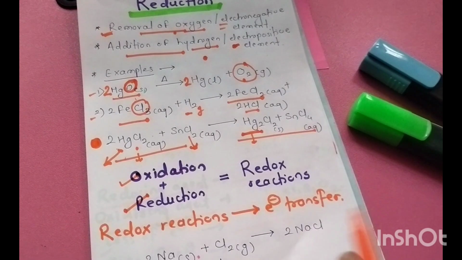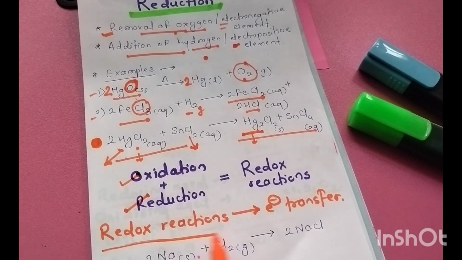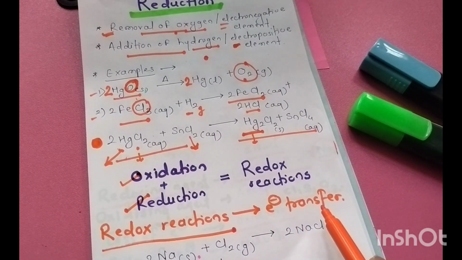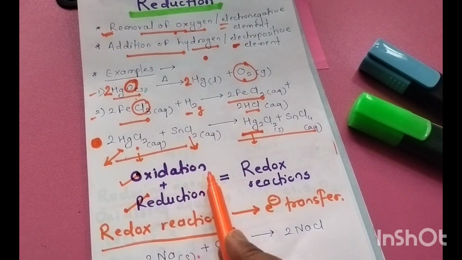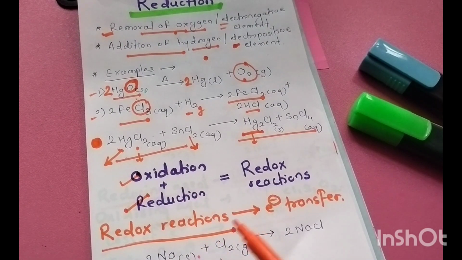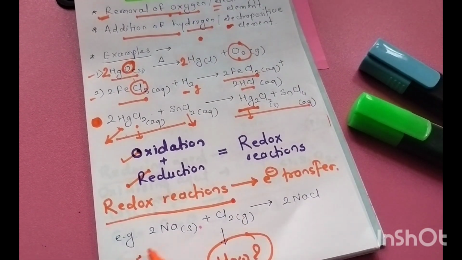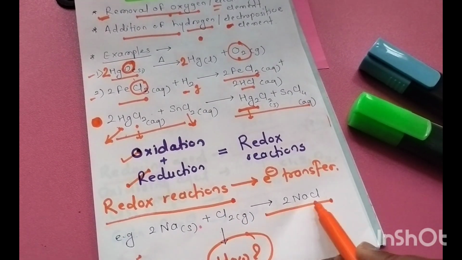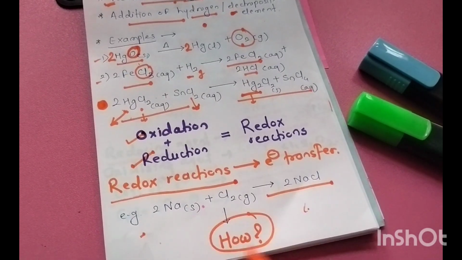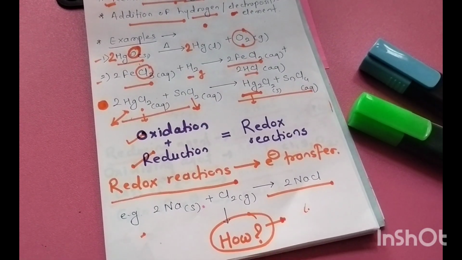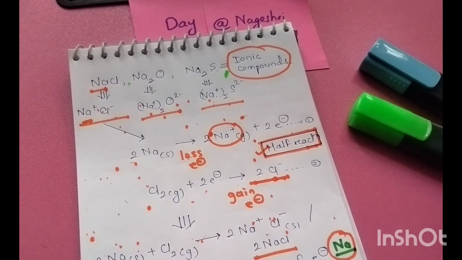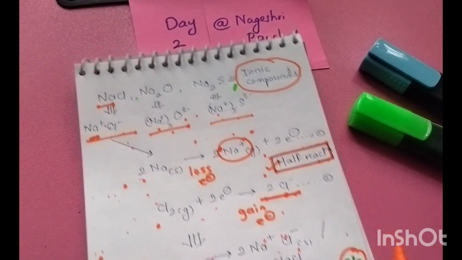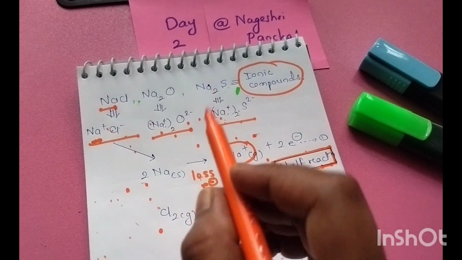So the second part of this topic is redox reactions in terms of electron transfer. We know oxidation is happening, reduction is also happening, but how? I have one example here, 2Na in solid form plus Cl2 in gaseous form gives rise to NaCl, that is sodium chloride. But how? Let's see. On this page you can see a little mess. Just focus on what I wrote here.